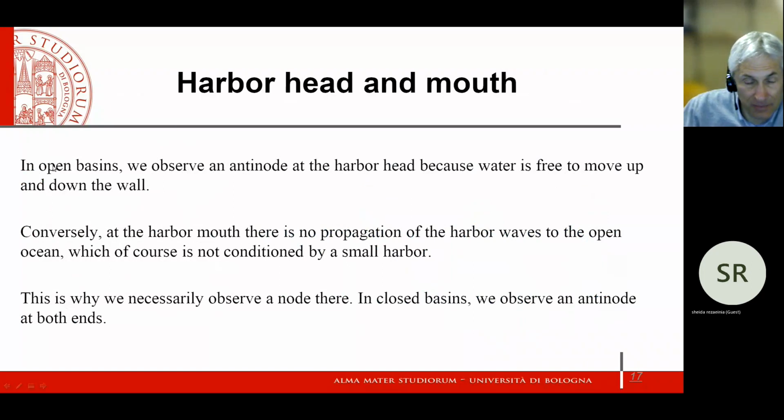Now, these considerations were already covered in my earlier discussion. In open basins, we observe an antinode at the harbor head because water is free to move up and down at the wall. Conversely, at the harbor mouth, there is no propagation of the harbor waves to the open ocean, which of course is not conditioned by a small harbor. This is why we necessarily observe a node there. In closed basins, we observe an antinode at both ends. This is important to keep in mind.